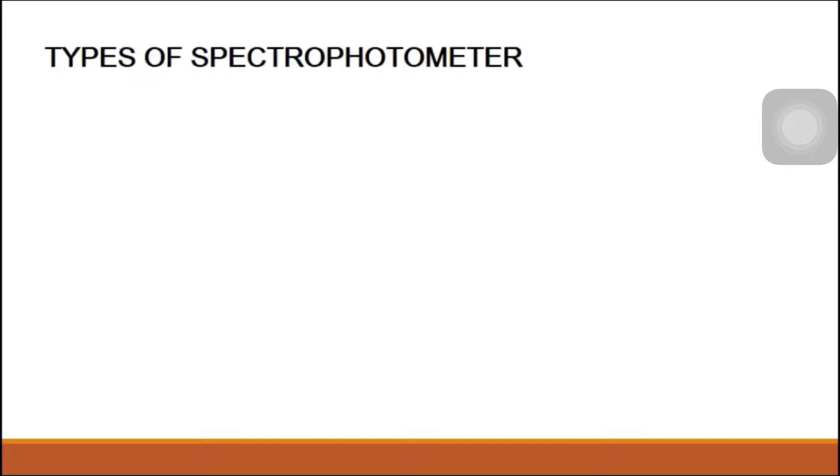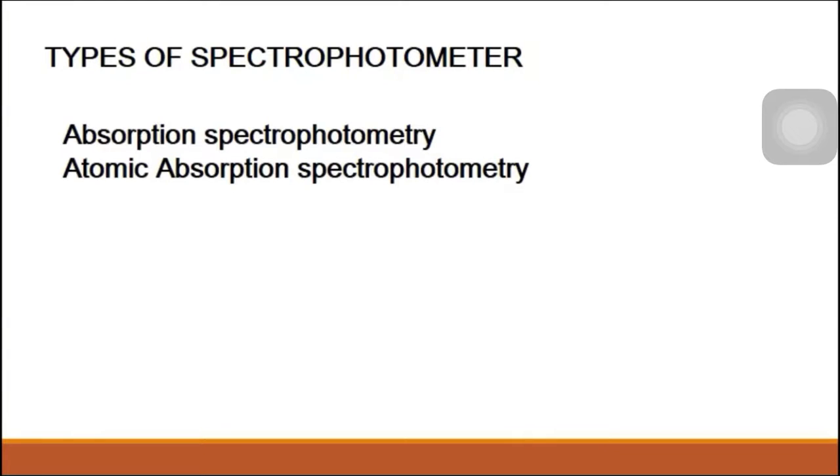So let's go to the types of spectrophotometer. We have absorption spectrophotometry and atomic absorption spectrophotometry. Absorption spectrophotometry is defined as the measurement of radiant energy absorbed by a solution. This measurement can be related to the concentration of a substance in the solution, using, of course, Beer's law.